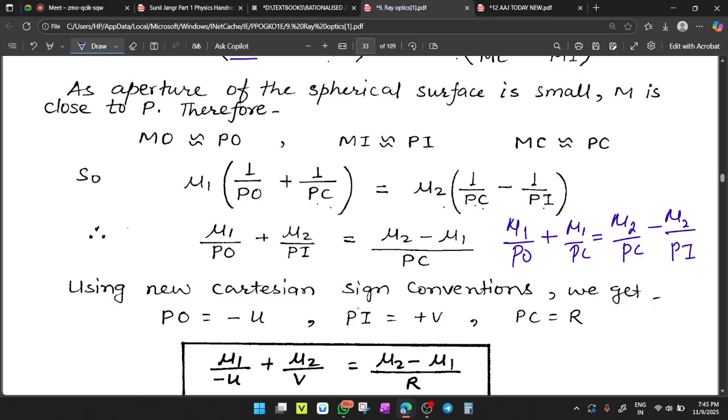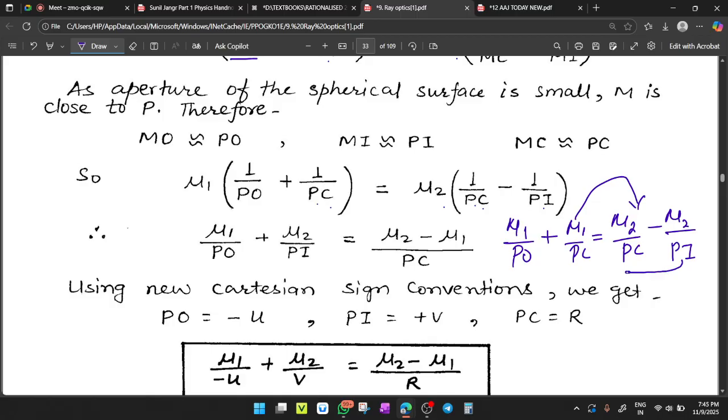Okay. Now you can gather this one. Take this one this side and take the PI terms leftward. So this becomes mu 1 upon PO plus mu 2 upon PI equals mu 2 minus mu 1 upon PC. Fine. Now place these values.